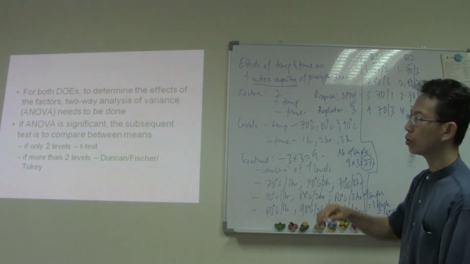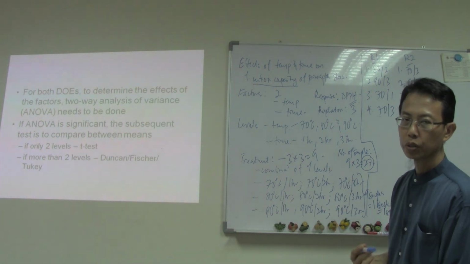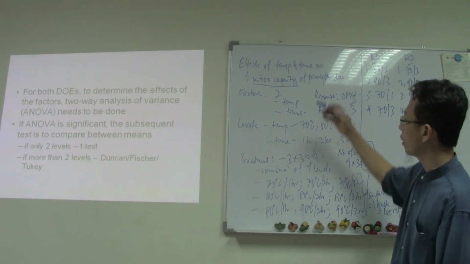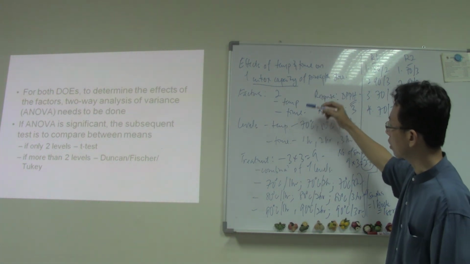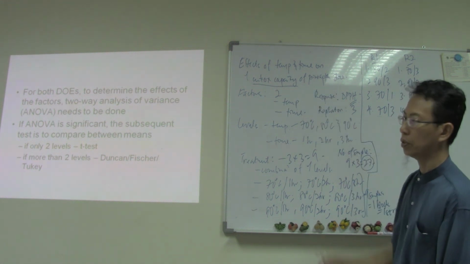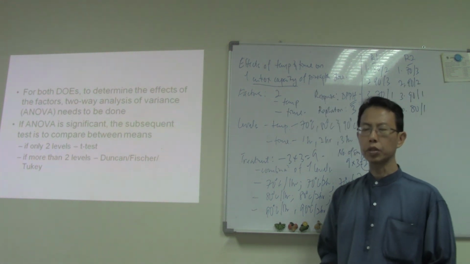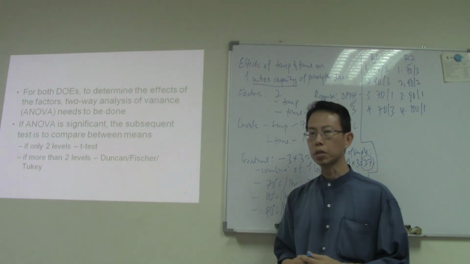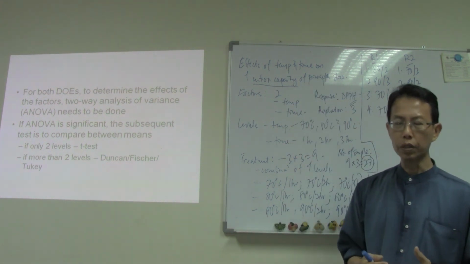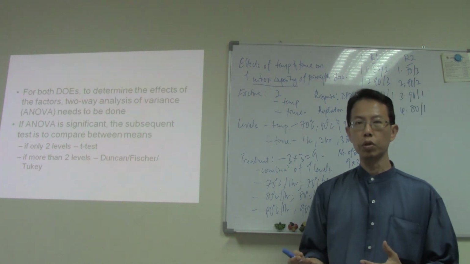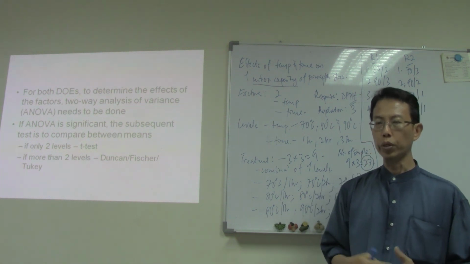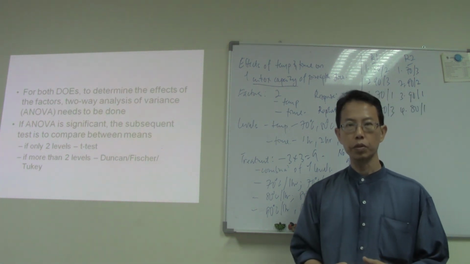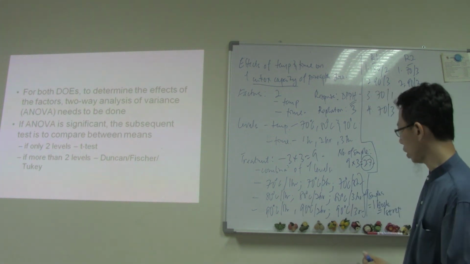And also the advantage of using a two-way ANOVA is that it can tell us whether there is a significant interaction between temperature and time or not. So it is more advisable to do a two-way ANOVA as opposed to a two-time one-way ANOVA. What do I mean by a two-time one-way ANOVA?